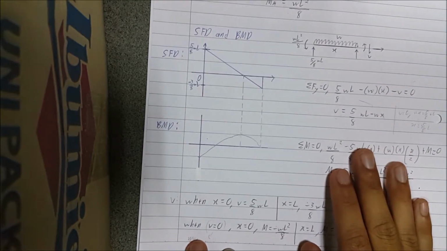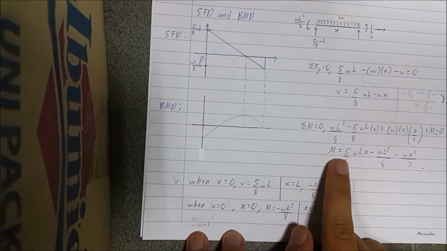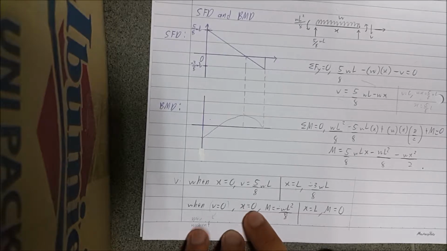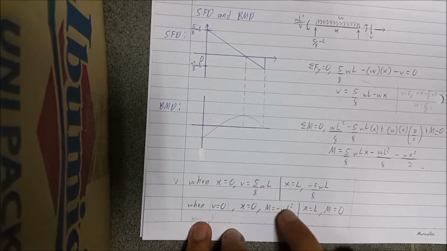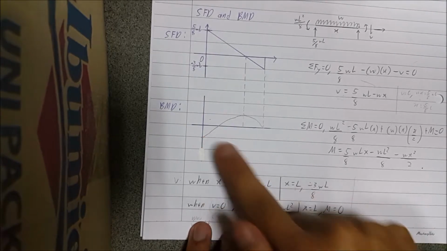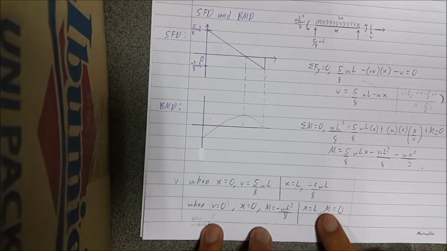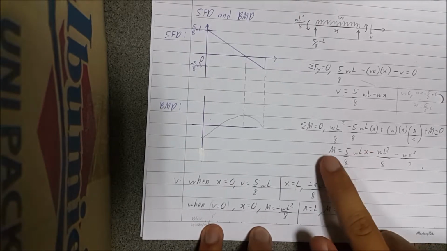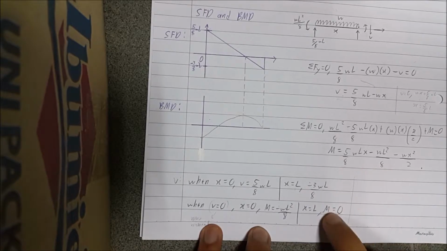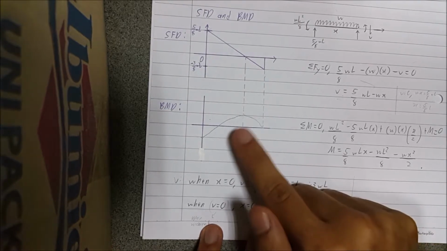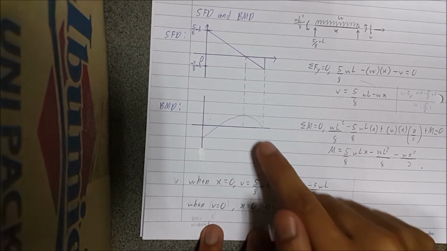Now the bending moment diagram is the same thing. Using the equation that we got, we substitute x equals 0 and get negative WL squared over 8 down here. At x equals L, M equals 0, because eventually everything subtracts and it becomes 0. But this is a bending moment diagram.